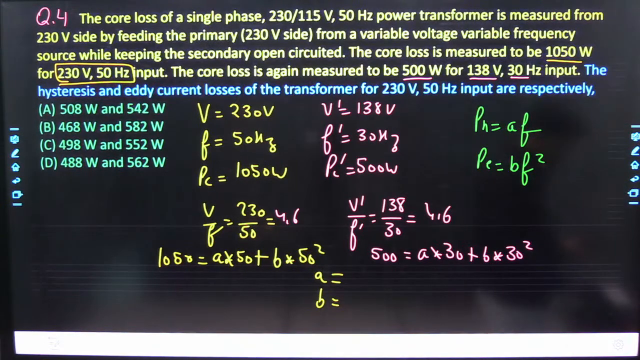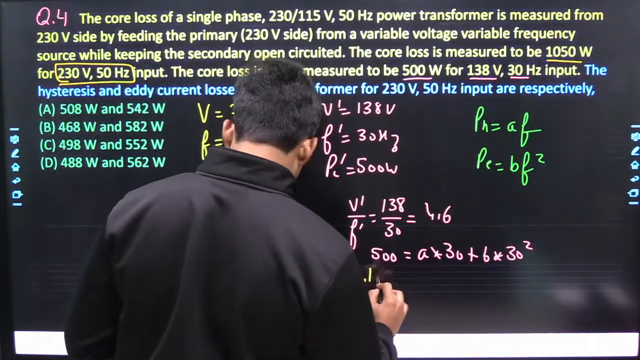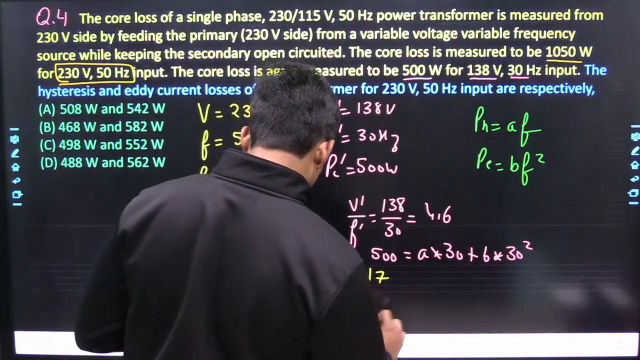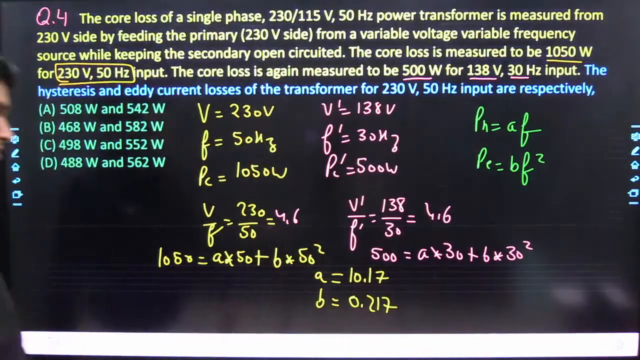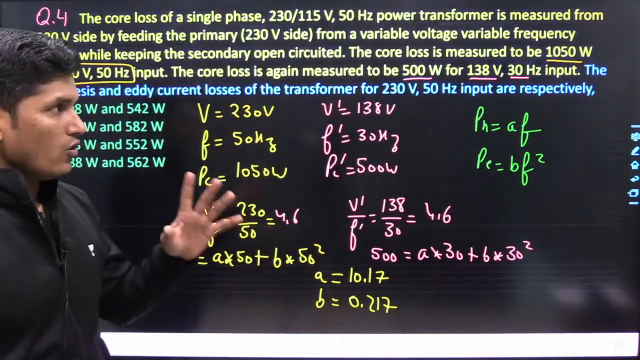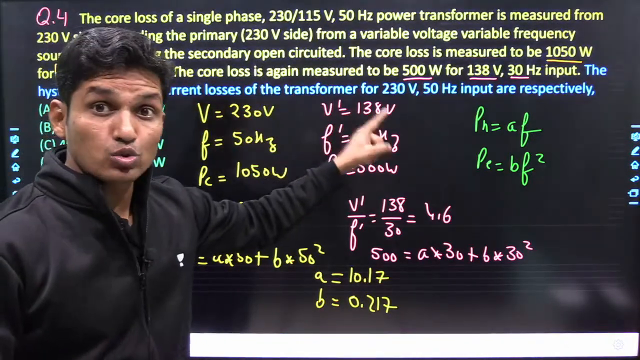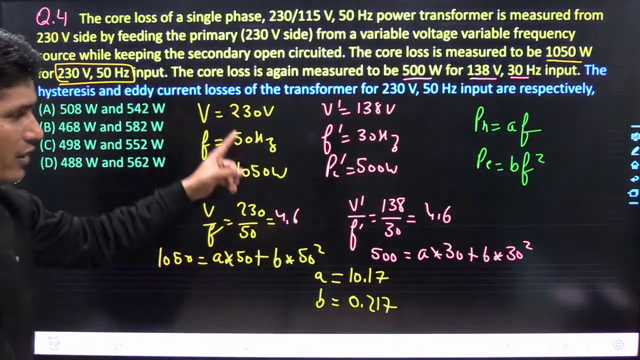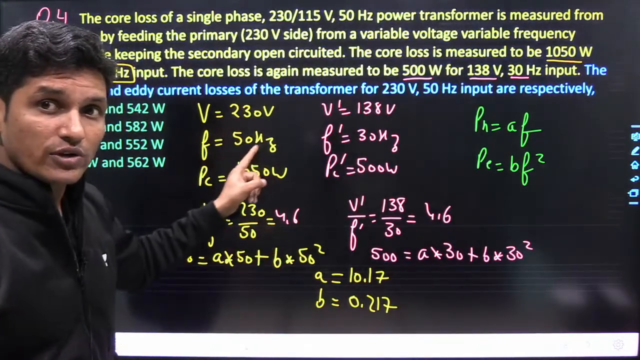So A comes out as 10.1666, that is about 10.17, and B is 0.21666, about 0.217. So here are the values of the constants A and B. Now in this question we have to find the values of hysteresis and eddy current loss for 230 volt and 50 Hz. We have to find the individual hysteresis and eddy current loss at the condition of 230 volt and 50 Hz.